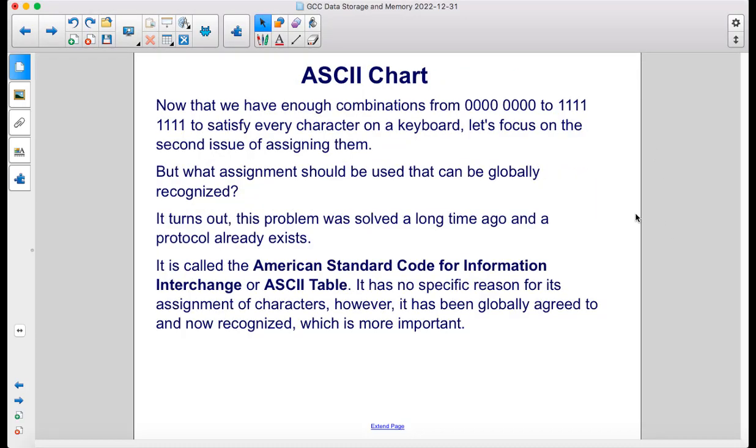Now that we have enough combinations from all zeros to all ones to satisfy every character on a keyboard, let's focus on the second issue of assigning them. But what assignment should be used that can be globally recognized? It turns out this problem was solved a long time ago, and a protocol already exists. It's called the American Standard Code for Information Interchange, or ASCII Table. It has no specific reason for its assignment of characters. However, it has been globally agreed to and now recognized, which is more important.